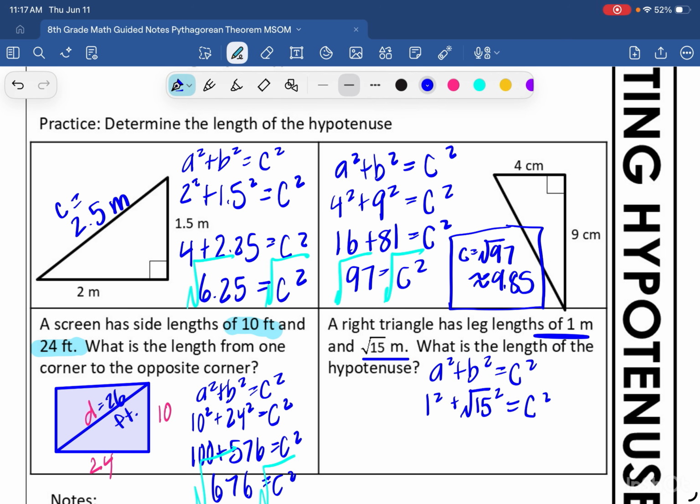1 squared is 1. The square root of 15 squared, that will cancel each other out. So that's going to give me 1 plus 15, which is 16, equals c squared. Last step, take the square root, and I get c equals 4.